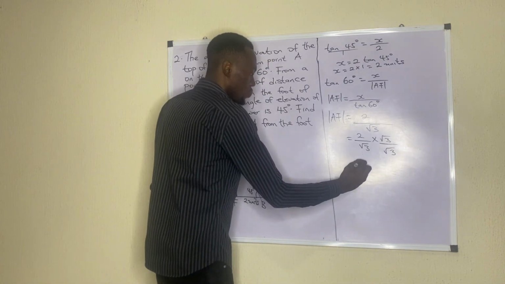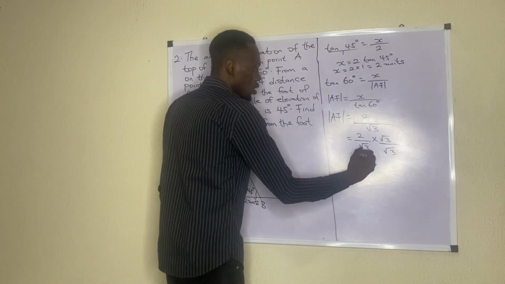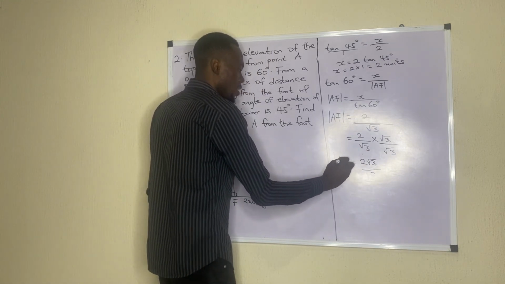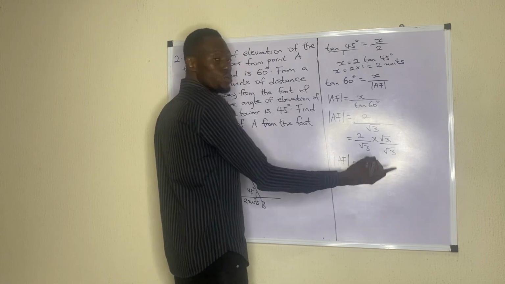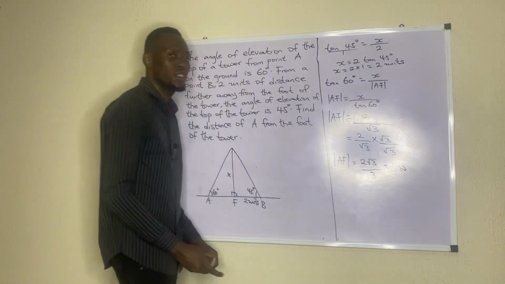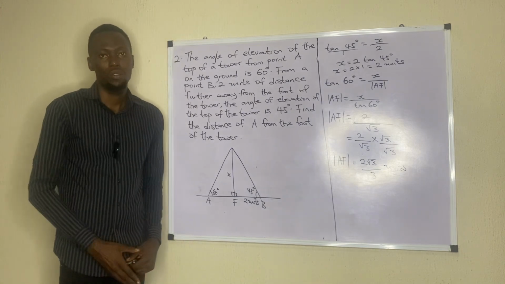2 times √3 will give me 2√3. √3 times √3 will give me what? 3. So the value of my AF will equal 2√3 over 3 units. That's the answer. Let's go over to question number 3.